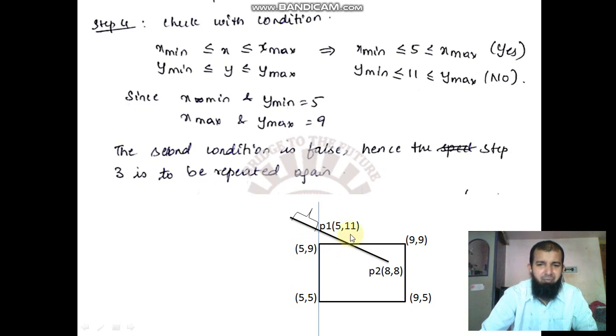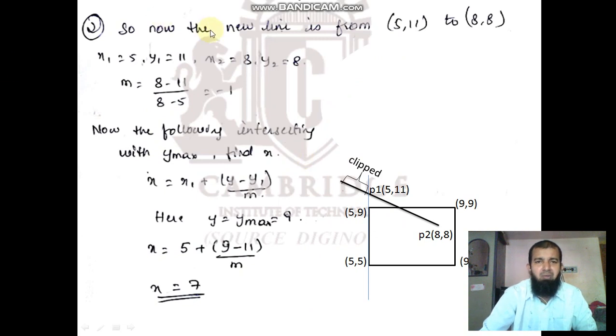New value of y1 and x1. So now the new line is from 5, 11 to 8, 8. So x1 is equal to 5, y1 is equal to 11. X2 and Y2 are equal to 8.